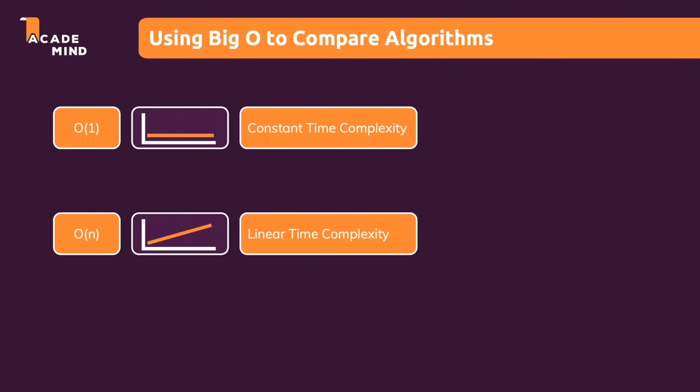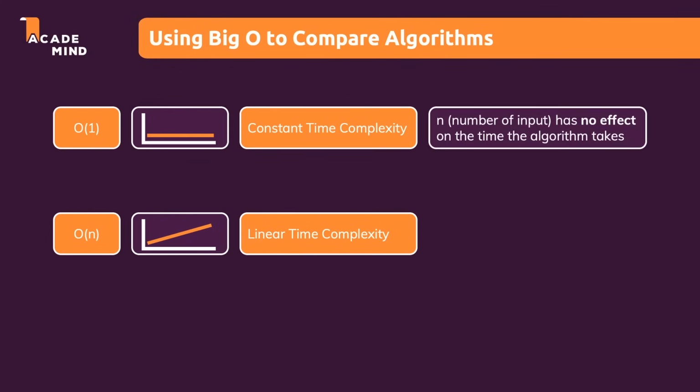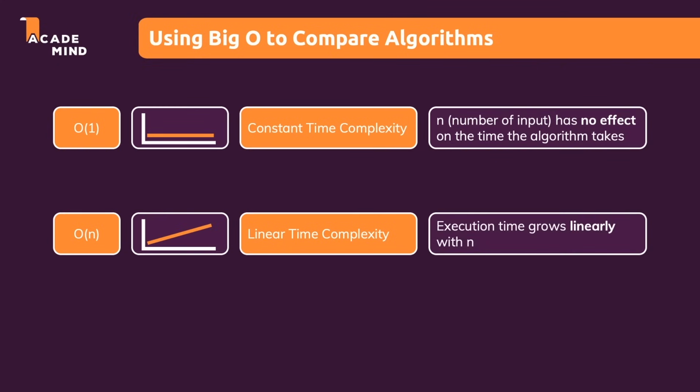For constant time complexity, n, the number of inputs, has no effect on the time the algorithm takes. For linear time complexity, the execution time grows, guess what, linearly with n. So the bigger the n, the longer the execution time, and the factor should be the same. So if you put 10 times as much n into the function, it should take 10 times longer. Now therefore, we can clearly say that O of n, linear time complexity, is worse than constant time complexity.